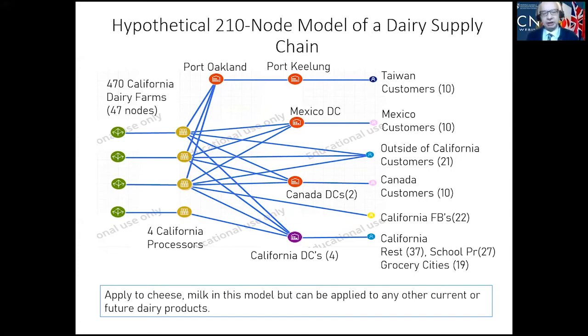The customers here are going to be the food banks, the school programs, what I call grocery cities, so these cities where you get groceries, and the restaurants, which were all severely affected due to the pandemic. The bracket shows how many nodes are simulated for various types of customers, but are all in different locations across geographical regions. And I'll show you the map. For example, there are 10 in Taiwan. And this model is applied to cheese, milk in this model, but can be applied to any other current or future just-in-time dairy products or any kind of product, really.